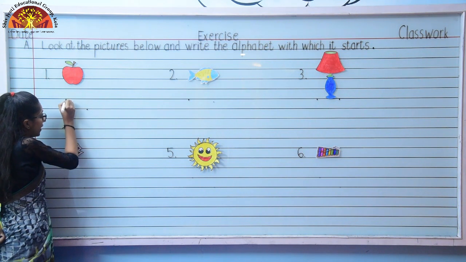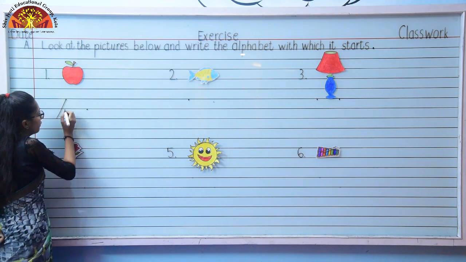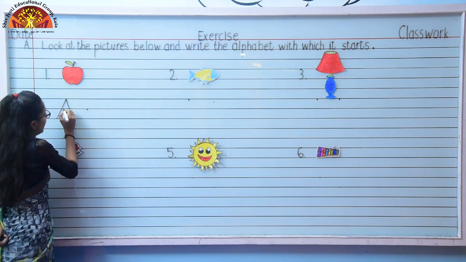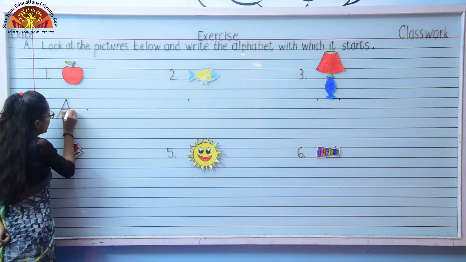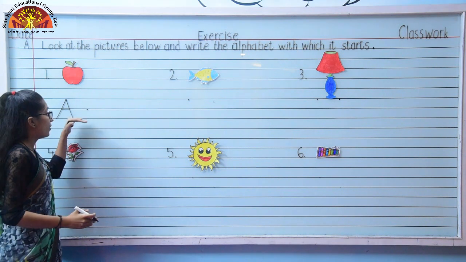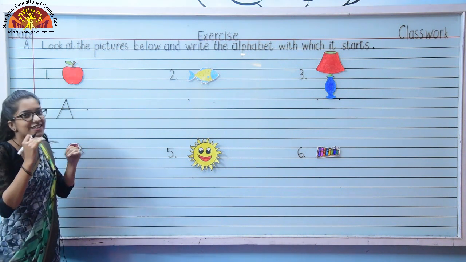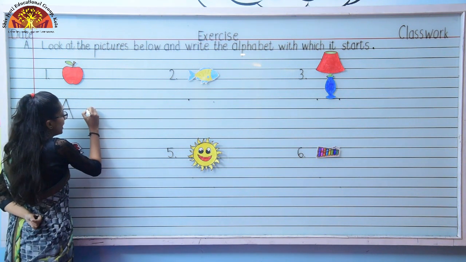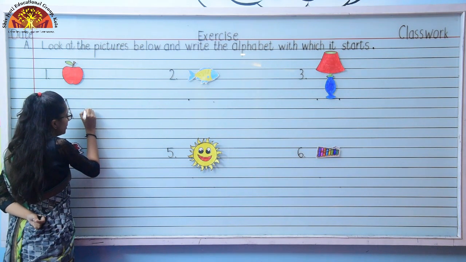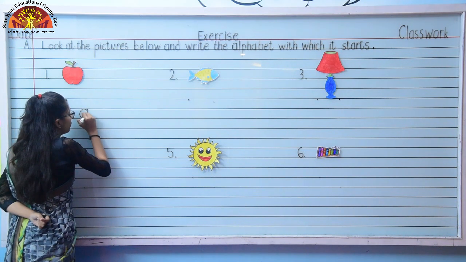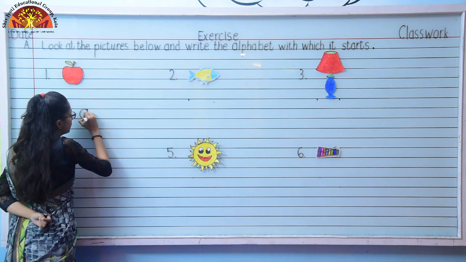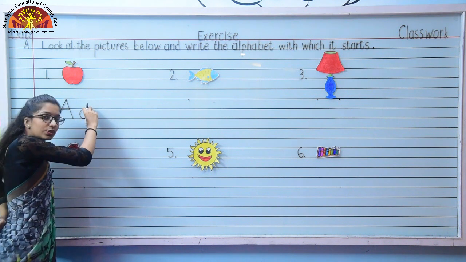Draw slanting line. One more slanting line. And sleeping line inside it. This is capital letter A. Now here we have to write small letter A. So draw standing line like this, then join one small curve. Like this, small curve, in between these two lines only.